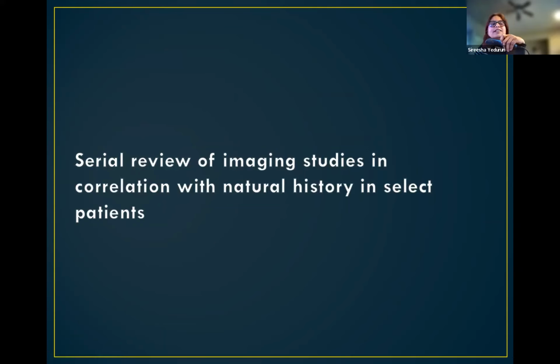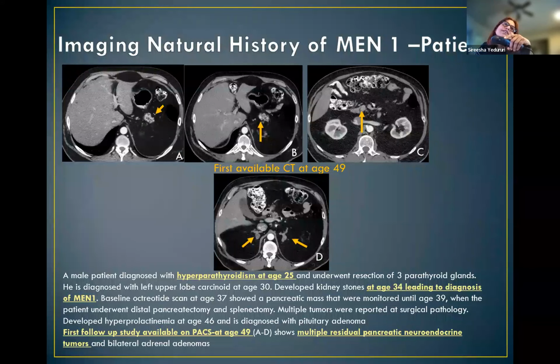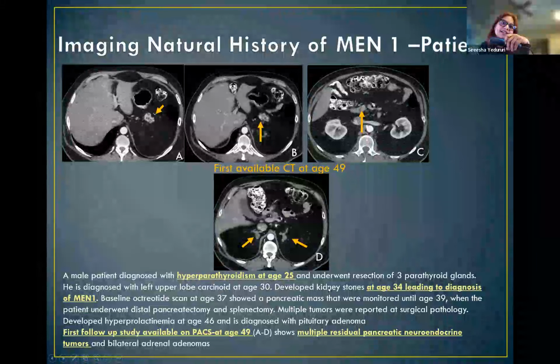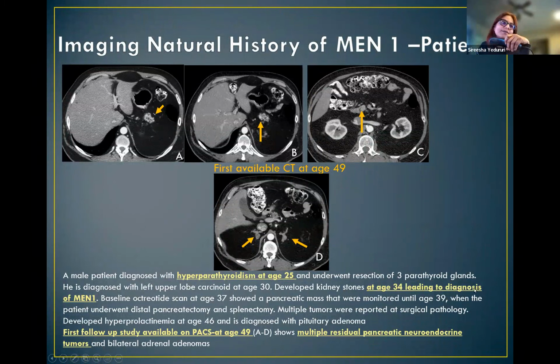So I want to end with 3 patients, since I said imaging natural history, how each one evolves over a period of time, with examples. Patient 1 was diagnosed with hyperparathyroidism at age 25 and underwent resection of 3 parathyroid glands. He was diagnosed with a left upper lobe carcinoid at age 30. He developed kidney stones at age 34, and at this point it led to the diagnosis of MEN1.